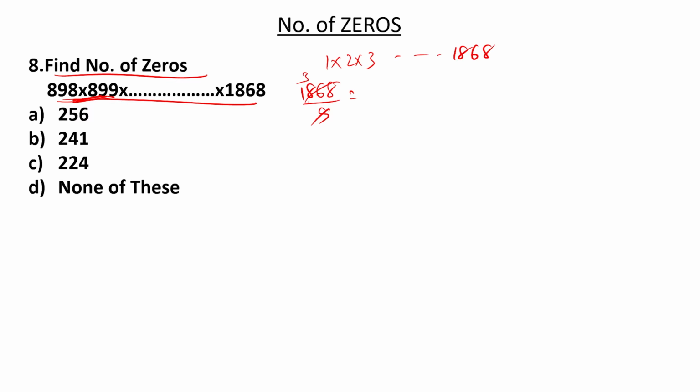8, 5 threes, 15. 3 carry forwards. 5 sixes, 30. 1 carry forwards. 5 threes, 15. We got 630. 363. 363 divided by 5.